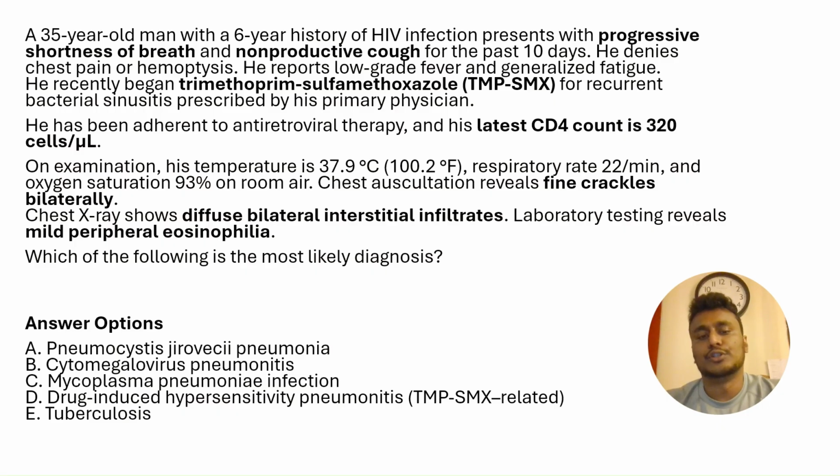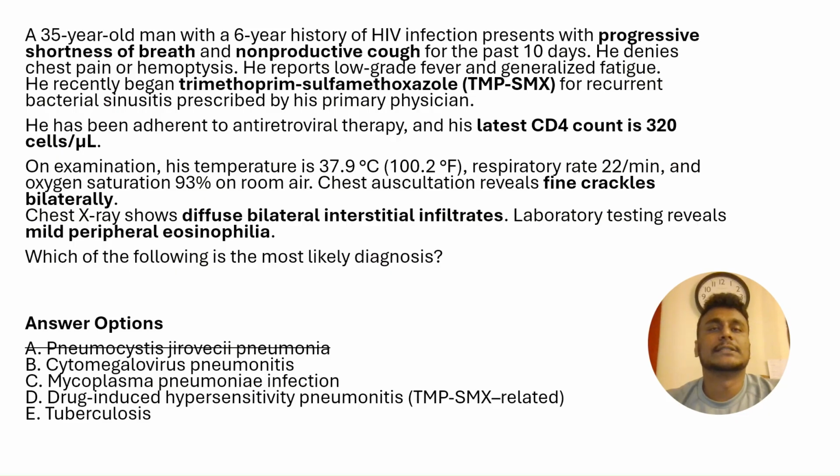Like all of us know, Pneumocystis jirovecii pneumonia is a very common opportunistic infection that can happen in HIV patients. However, let us see if that is the correct answer. It's the wrong answer. The presentation looks exactly like Pneumocystis jirovecii pneumonia: subacute shortness of breath, non-productive cough, and those diffuse bilateral infiltrates. But here's the key.